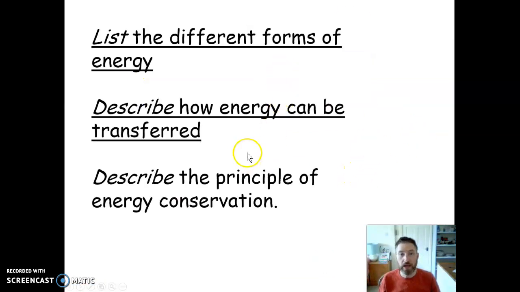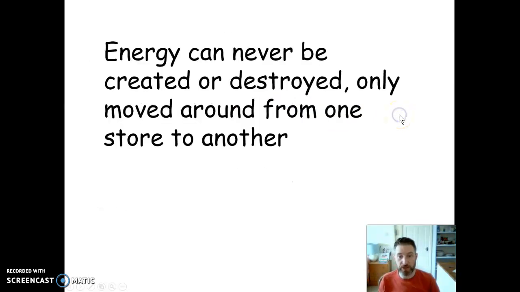Okay, so hopefully you've managed to list different energy stores. You've also been able to give some examples of different energy transfers there. And finally, we're going to look at something called the principle of energy conservation. This is the law of conservation of energy, and it's one of the fundamental laws of thermodynamics. The universe needs this law to work.